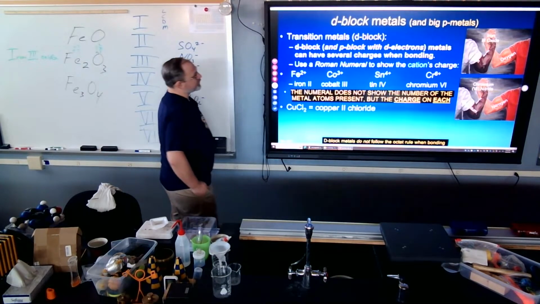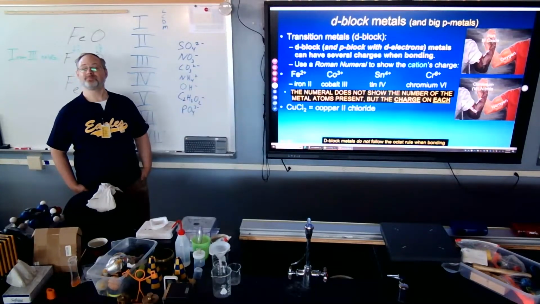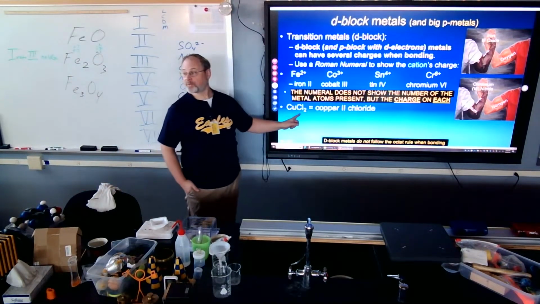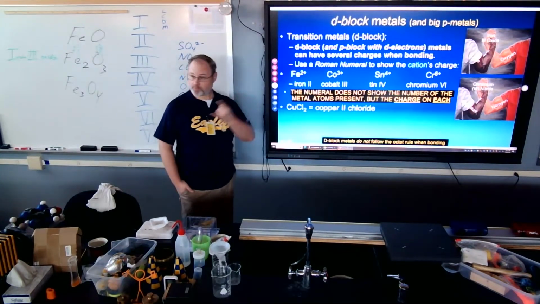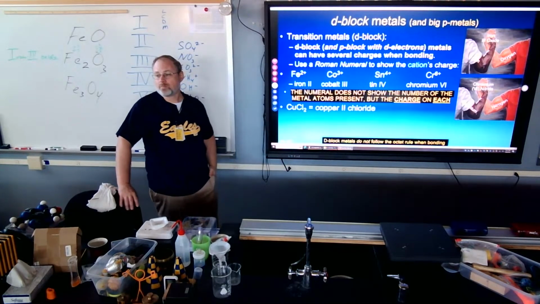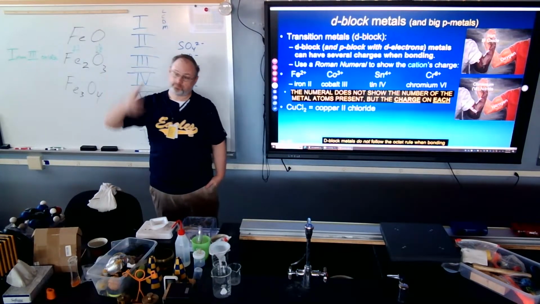So this is copper 2 chloride. Can you see why it's copper 2 chloride? Because each chlorine is -1. So -1, -1. That makes the copper +2. Copper 2 chloride. So you'll only have P block elements with the D block metal, or polyatomic ions.